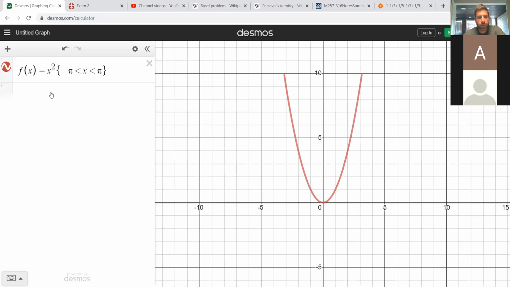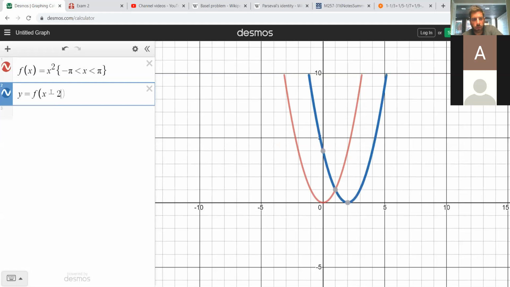Now we want to shift it. So how do you shift it? Well, we can make a couple other ones. How do we shift the thing left or right? Well, you might remember from algebra, the way you do this is you subtract. So if I do x minus 2, that shifts it to the right 2, but I don't want to shift it to the right 2. I want to shift it to the right 2 pi.